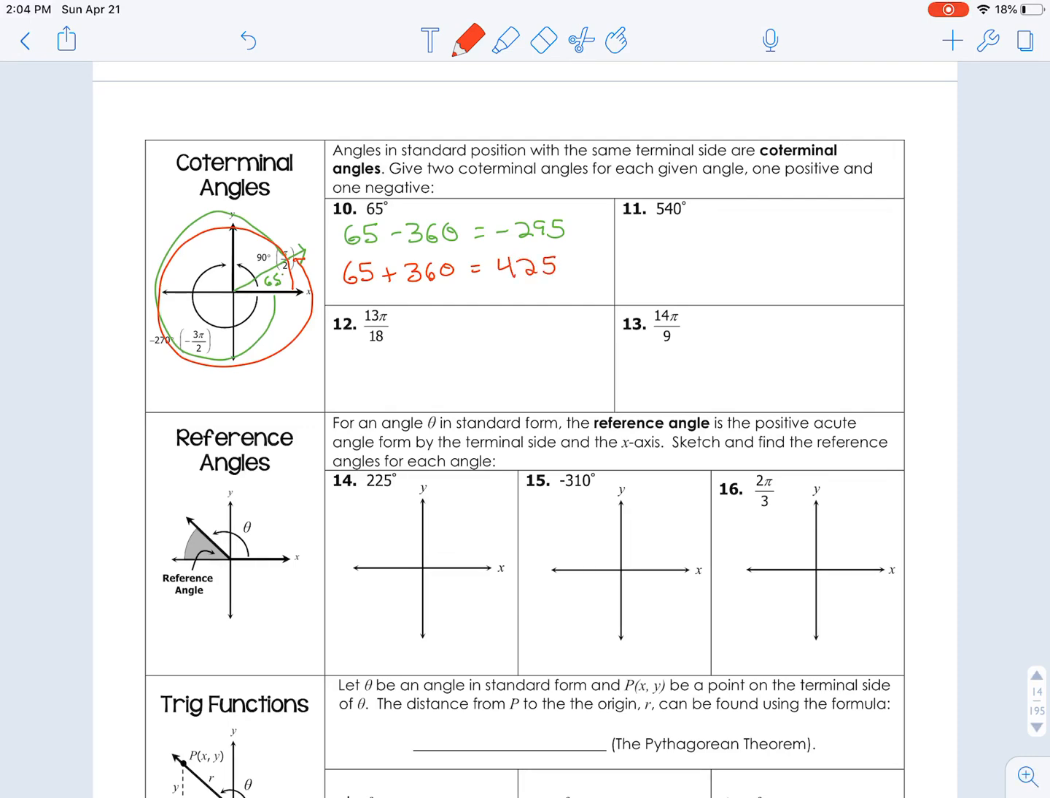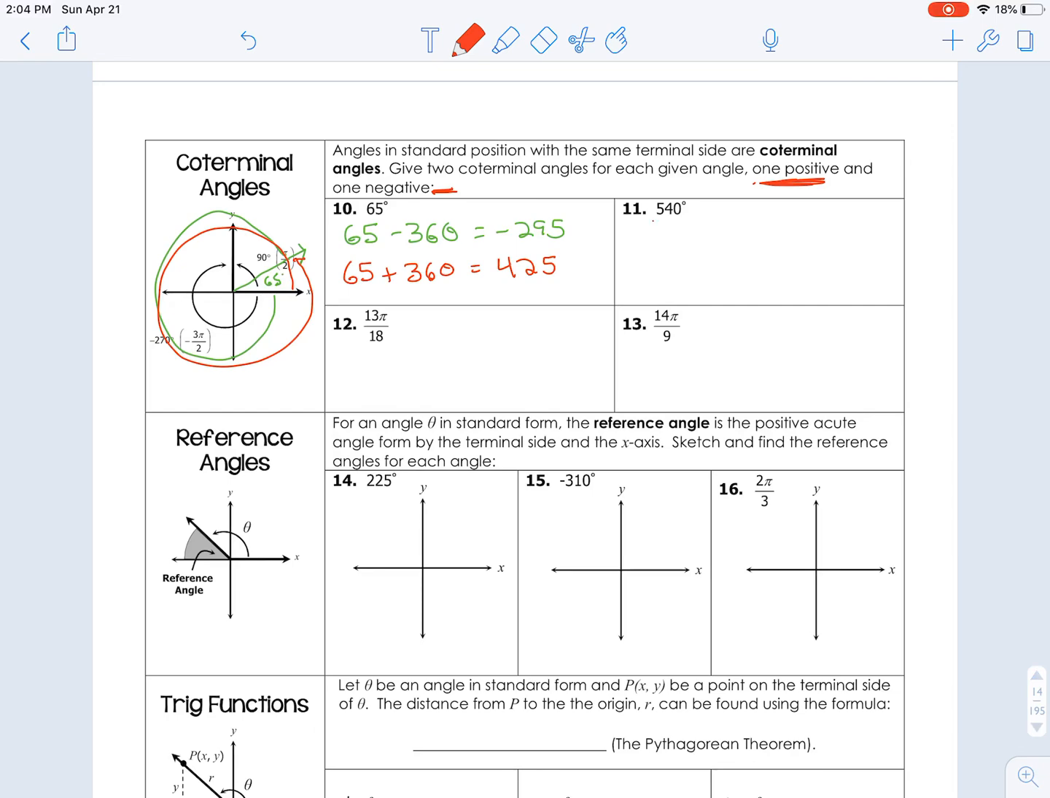So when I was first doing this, because it has been a while since I've done it, I was thinking, oh, okay, well, this section is easy. It's just 65 minus 360 and 65 plus 360. And then I have my one positive and I have my one negative. Well, where we run into a problem with that is on the next one, okay?